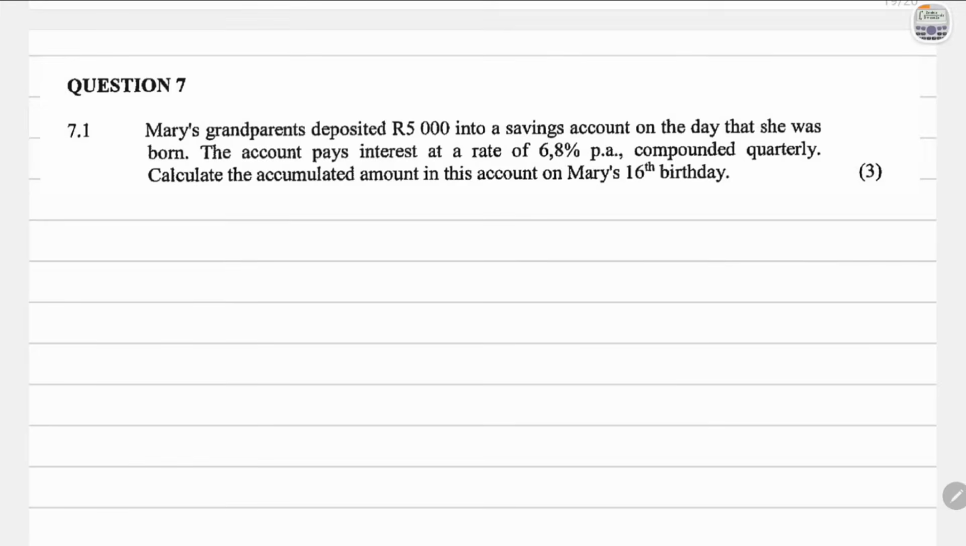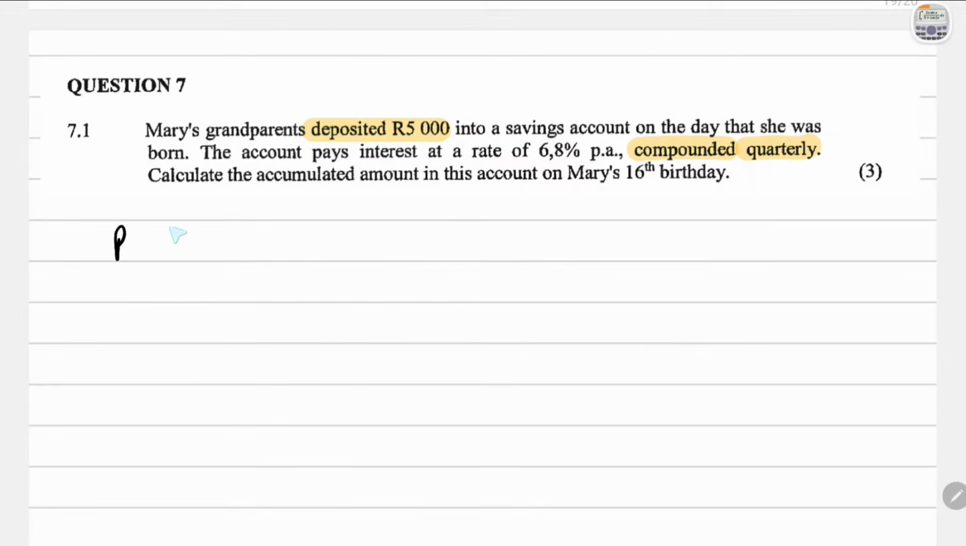Okay, so looking at this, money is not being repeatedly deposited. It's one amount that gets deposited. Her grandparents deposit 5,000. So we know that this money is going to grow. So from this, because one amount is being deposited and then it grows, we can see that this is clearly just compound interest growth. That's really all it is, okay? And it's compounded quarterly. So let's just go ahead and put down the info.